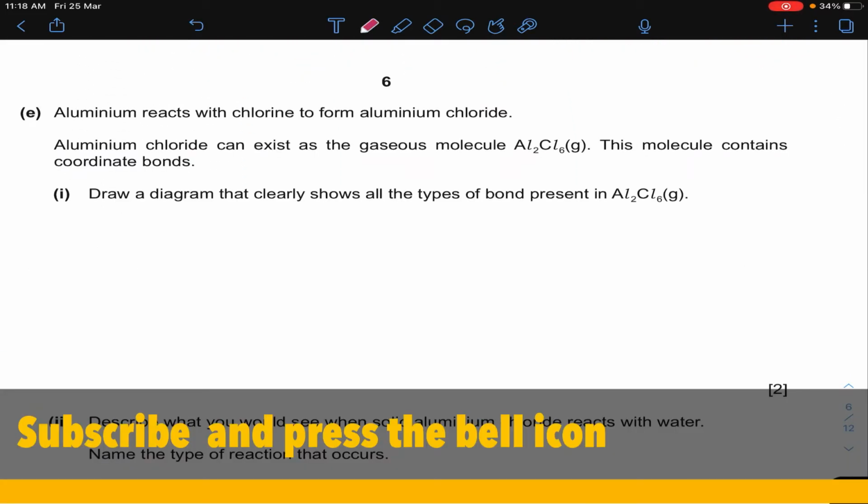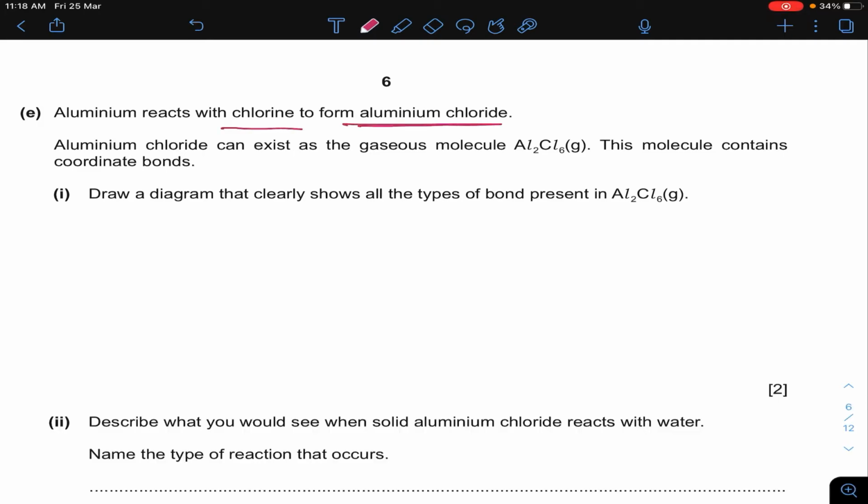Okay, so the next part of the question is: aluminum reacts with chlorine to form aluminum chloride. Aluminum chloride can exist as the gaseous molecule Al2Cl6. It is a dimer. This molecule contains coordinate bonds.